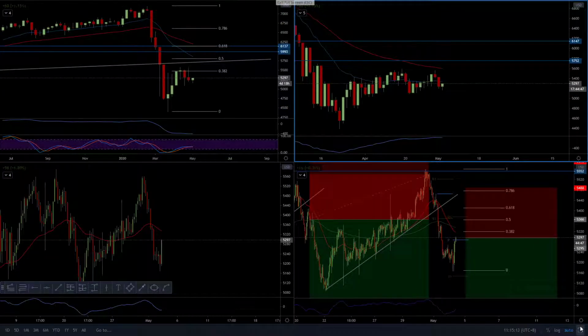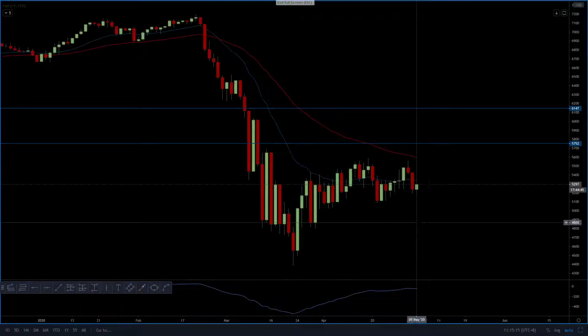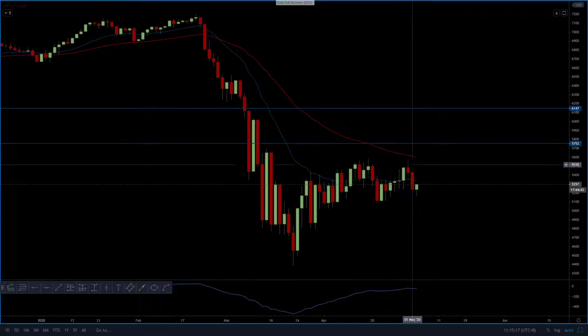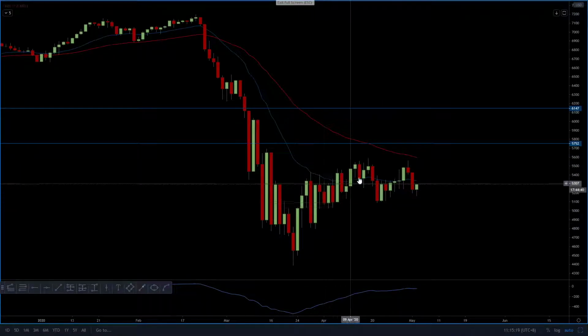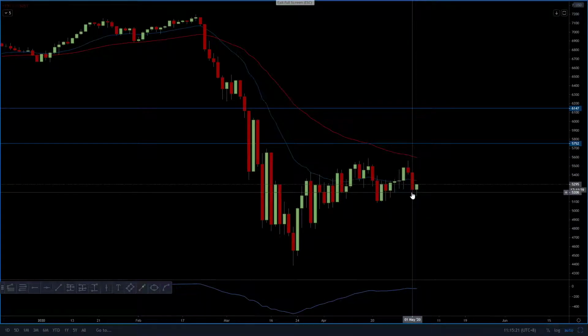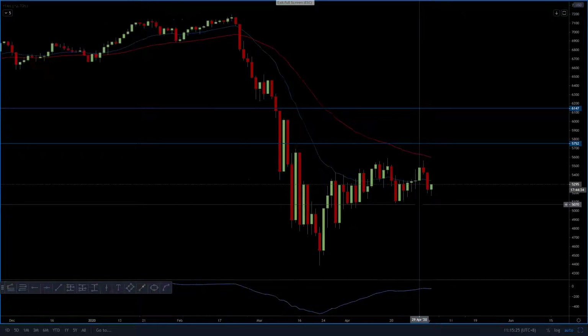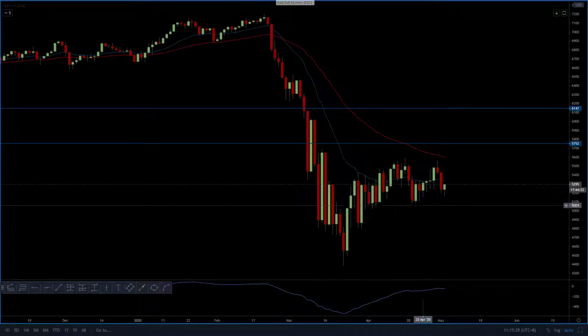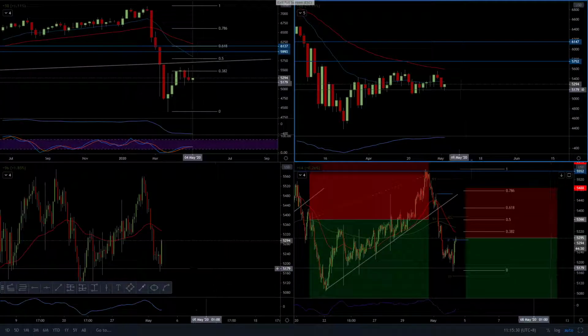On the daily, double top on the daily. We didn't reject the daily 50 EMA, but a nice double top there, and a bearish, not quite a bearish engulfing, but a significant candle there to the downside. So we're looking to possibly roll over early.